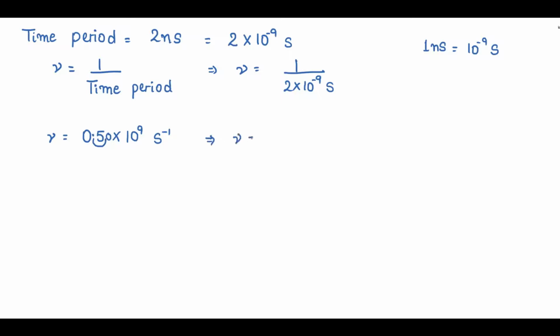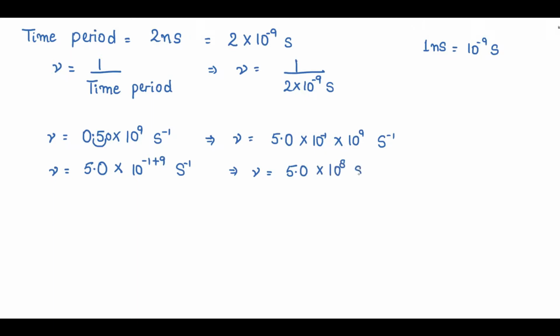So nu will be 5.0. I am displacing decimal from left to right. So power will be negative. 10 raised to power minus 1 into 10 raised to power 9 second inverse. These two powers are in multiplication, so you can simply add them. So frequency equal to 5.0 into 10 raised to power minus 1 plus 9 second inverse. Minus 1 plus 9, it will be 10 raised to power 8. So frequency of this radiation is 5.0 into 10 raised to power 8 second inverse.